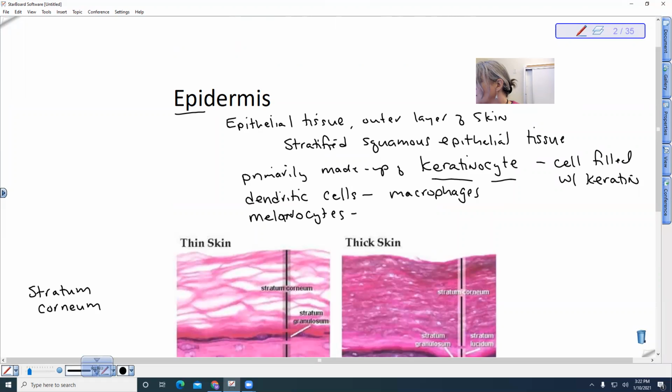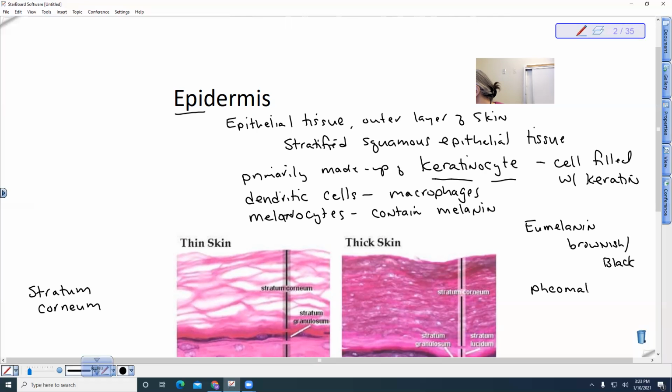Melanocytes contain melanin. And melanin is a protein that gives our skin its pigment. Levels of melanin help to determine whether or not you are light-skinned or dark-skinned. It's a level of melanin. Now, there are actually two different types of melanin. There's eumelanin, which gives you the brownish black color. And then we have the pheomelanin, which is more a red.